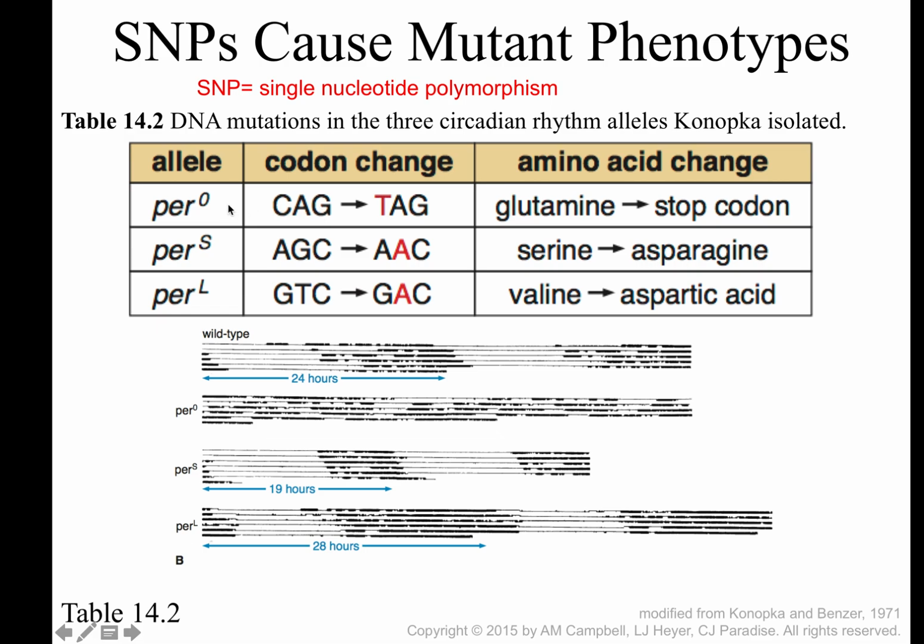Okay, so these are different changes. In the case of per zero, it turns it into a stop codon so that the protein is not made. In the case of per S, it changes the amino acid so the protein has a different shape. And per L, it changes it into a different amino acid so the protein has a different shape. And that has consequences in terms of how the protein works.